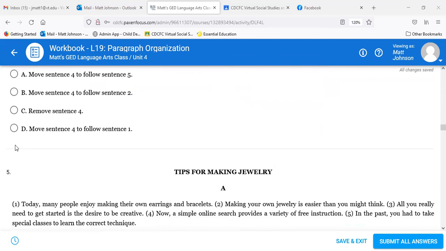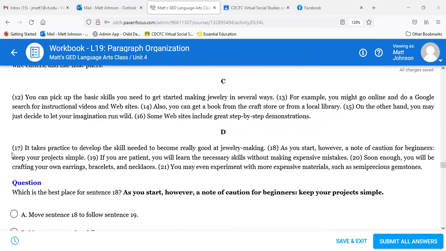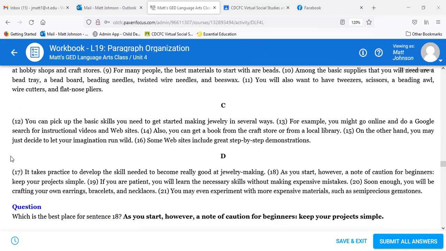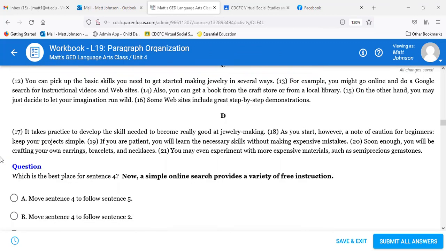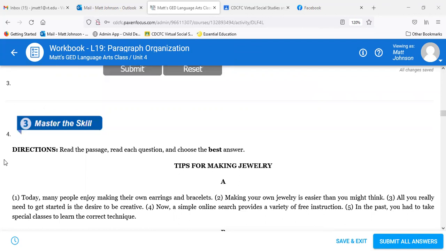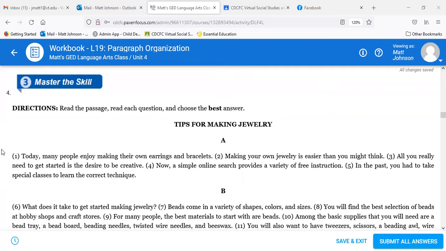Okay, and I think, let's see, we're just working with, okay, we got two passages here. So at the start here, again, see if you can find, as I'm reading through it, any of the sentences that feel out of place where they're located now. All right, so: tips for making jewelry.